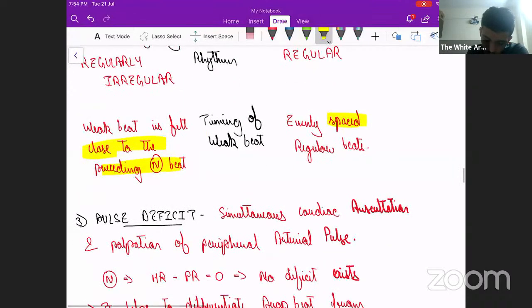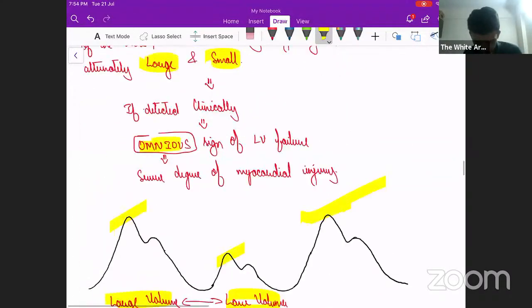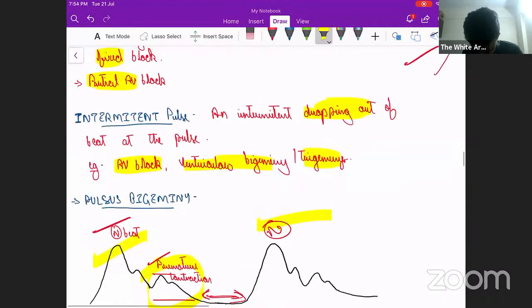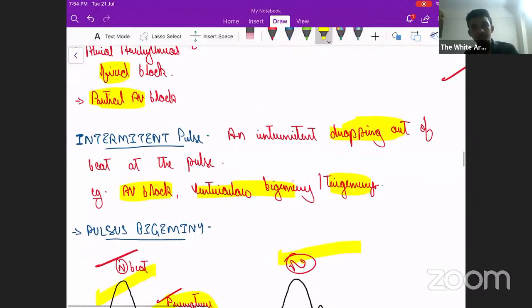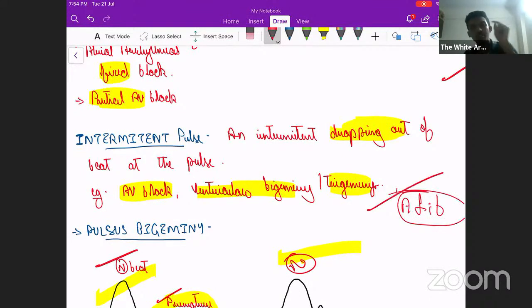Okay. So next, I had spoken about the intermittent pulse, wherein you will feel the pulse being dropped out. The same thing, if there's atrial fibrillation also, there will be a drop in the pulse. Correct, no? If it is because of a 2:1 AV block also, there will be a drop in the pulse. How do you differentiate the two? Anyone?